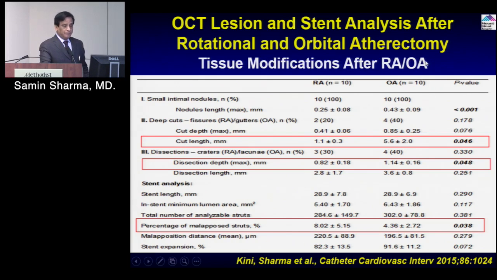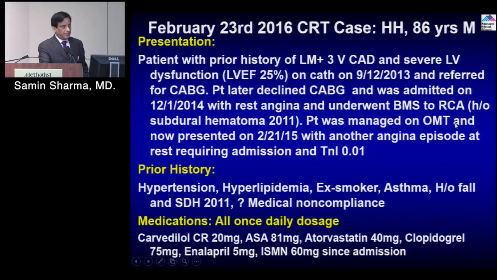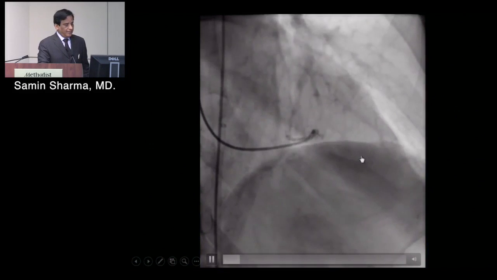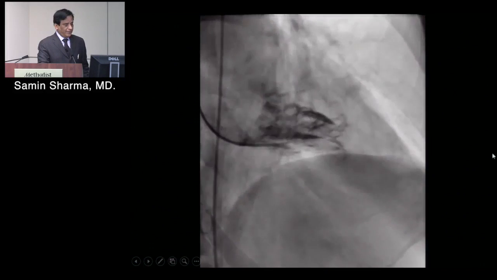But the key is that it may make sense, and that actually becomes more important once you go to the BVS, for better stent expansion. So let me just show you a few cases. This is a case we did at CRT of a patient with 3-vessel disease and left main, low ejection fraction. The patient had a heart team discussion, no CABG was declined, and you can see here clearly the bad LV.